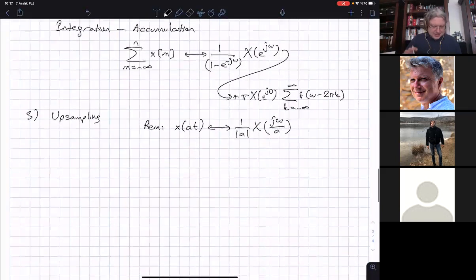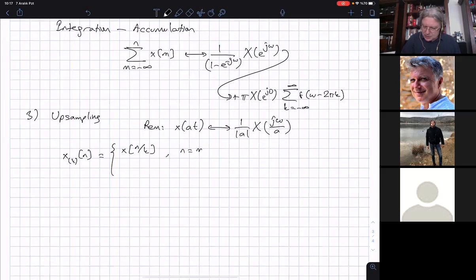Upsampling is somehow like this. I will indicate the upsampling with a subscript of k. x subscript k of n is x of n upsampled by k, and analytically it would be notated like this: x of n over k, when n is an integer multiple of k, and it is equal to 0 else.